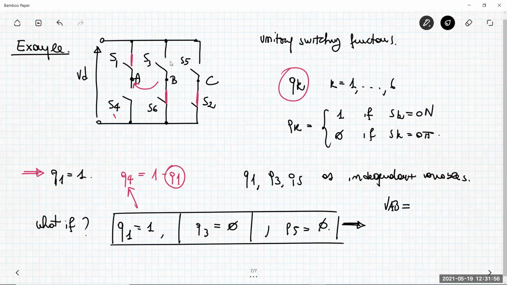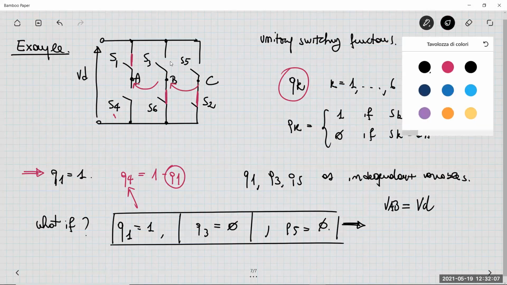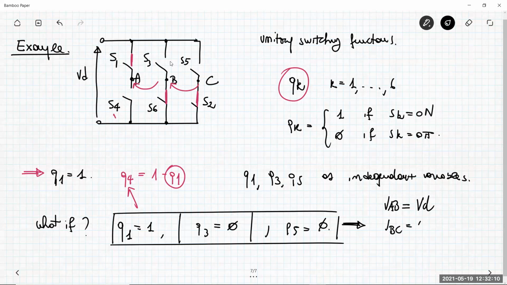VAB is given by the voltage VD. What happens to the voltage VBC? The voltage VBC is null because the two low side switches are closed, so we have no voltage. VCA, which is the voltage here, is negative VD. So we have these three voltages.